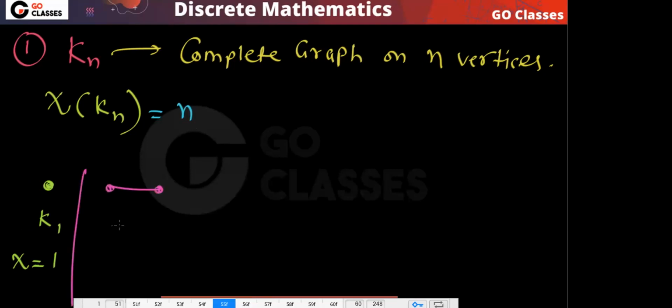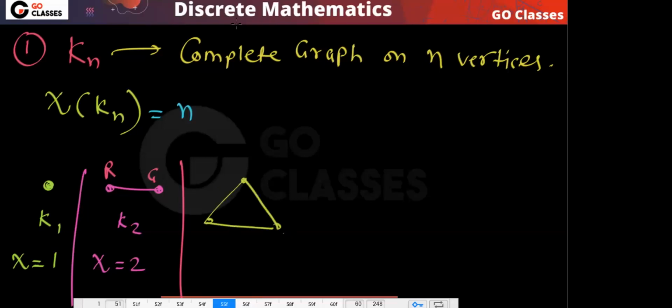Next, if I have this graph, K2, the chromatic number will be 2, because you cannot reuse. If I give red color here, I cannot give red color here. So you cannot reuse the colors. Okay, next, for example, this is your K3, this graph is K3.